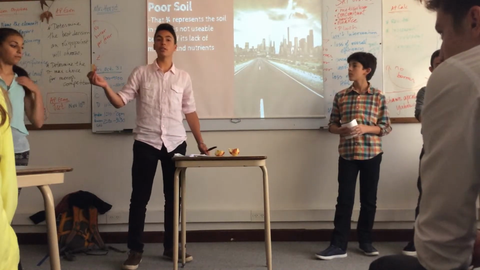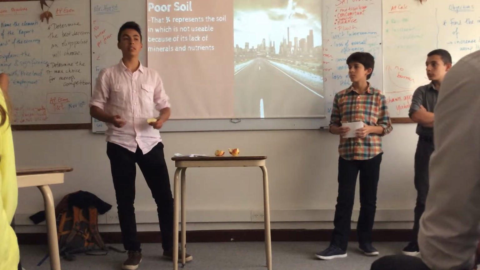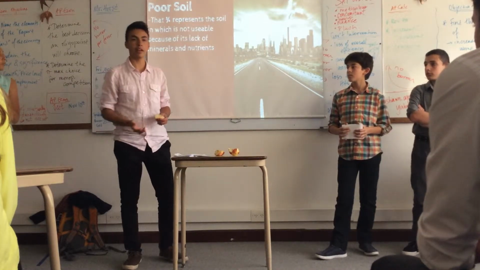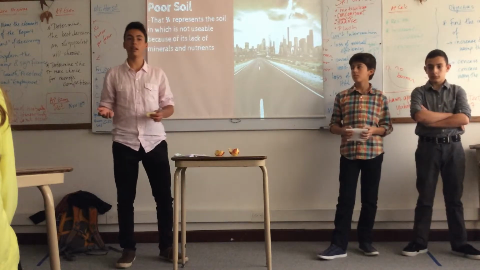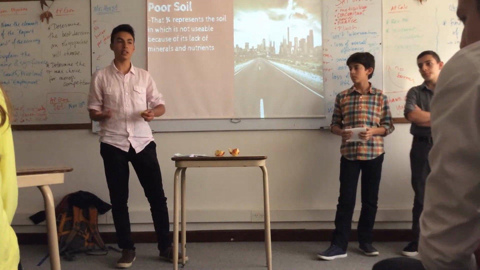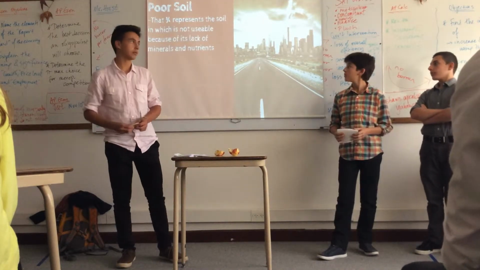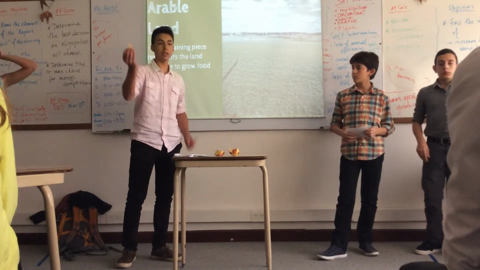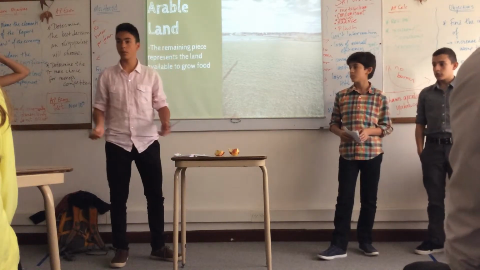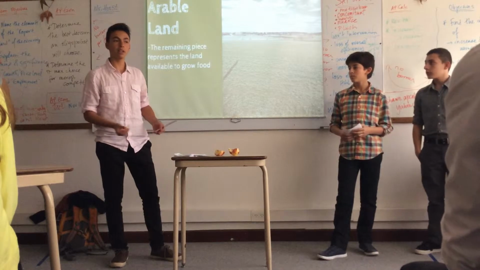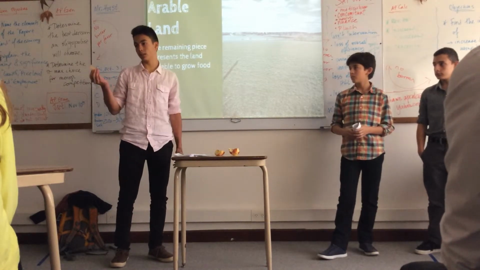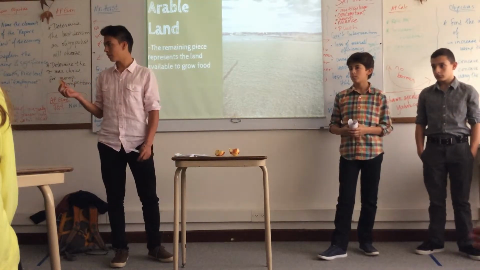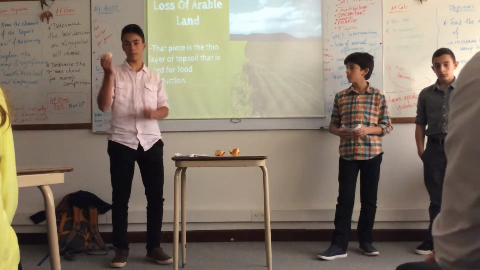Those 3/4 you cut out represent land that is too poor for farming, like land near man-made material, roads, cities, and buildings. This piece of the apple represents all the arable land we have on Earth. Now imagine, out of the whole apple, you can only eat this. Now I want you to peel off the skin of the apple.